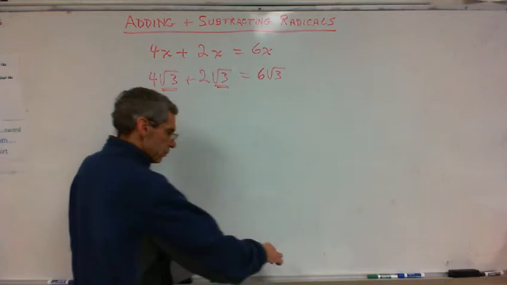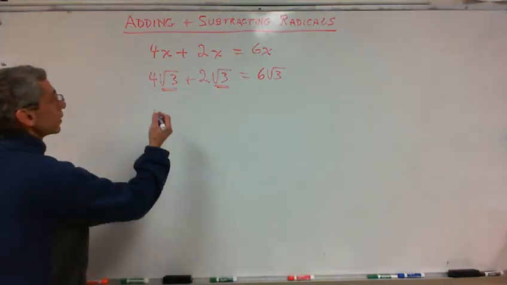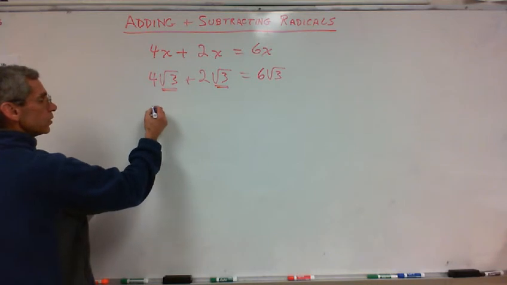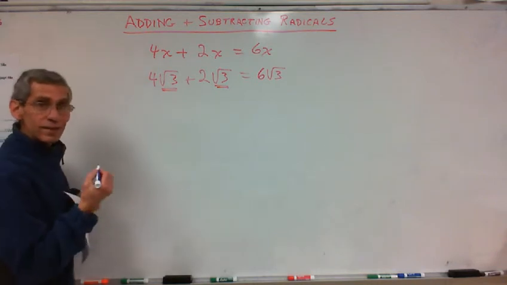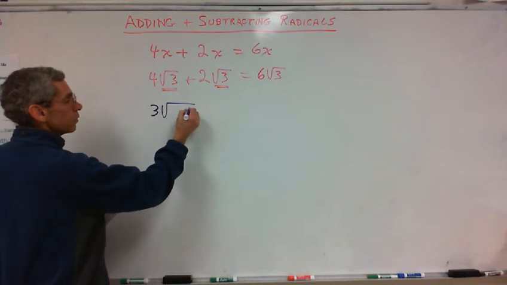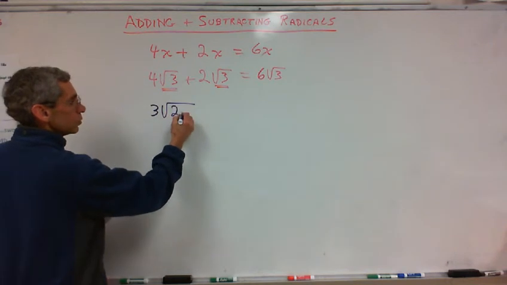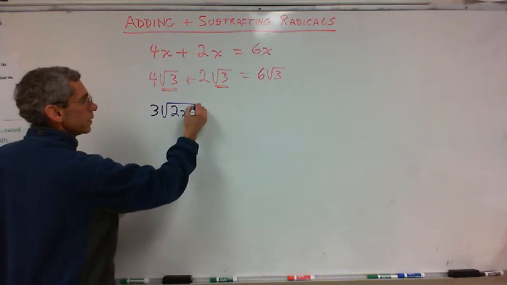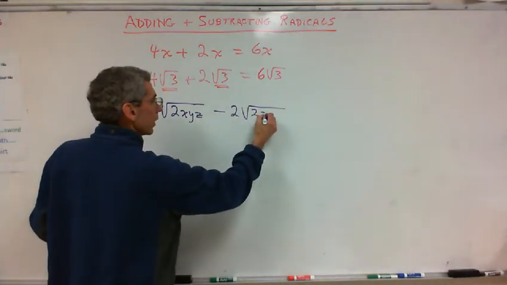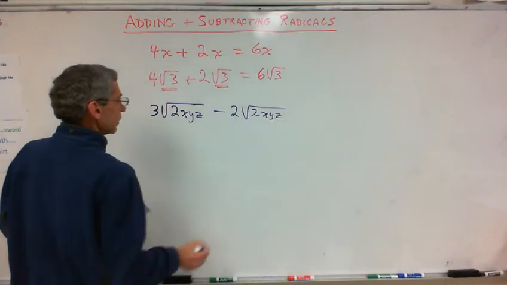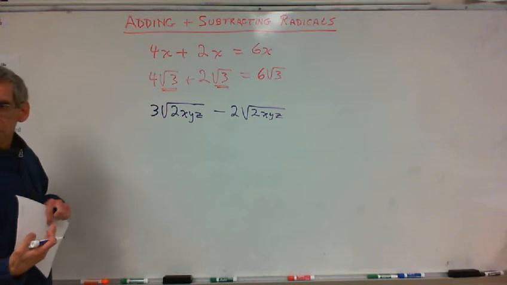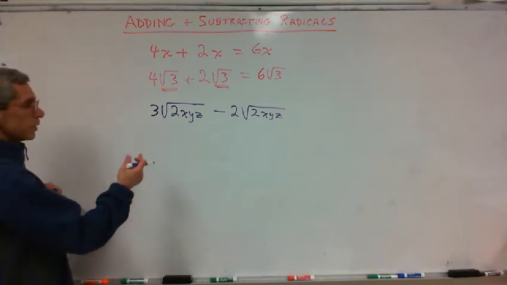So I'm realizing that's not the best marker, so I'm going to change marker. It doesn't really matter what's under the square root sign, as long as it's exactly the same. So I could say 3 square root of 2xyz minus 2 square root of 2xyz. And what would that give me? Are they like terms, first of all? Yes. It doesn't matter.